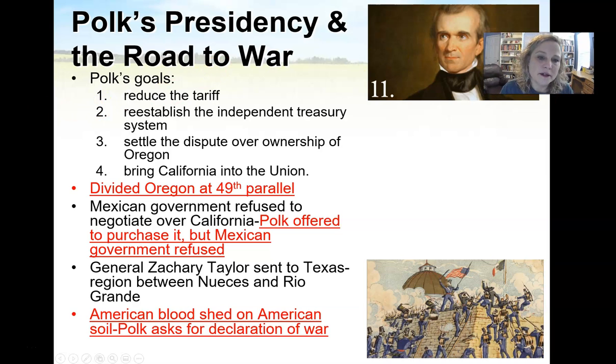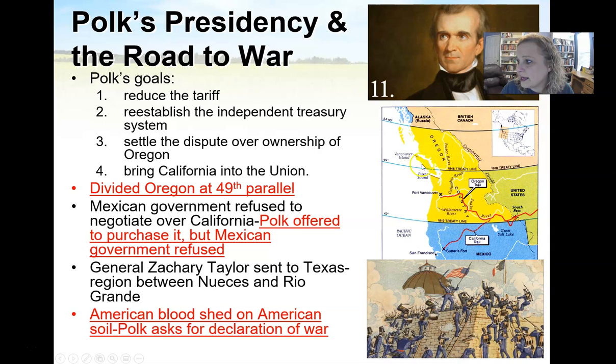So Polk, during his presidency, wants to reduce the tariff. He thinks that hurts the Southerners. He also wants to settle the dispute over the territory. Instead of 54-40 or fight, like what he campaigned on, he actually settles on the 49th parallel. Take a look at that. Here's 54-40, what he said he'd fight for. This is the 49th parallel. So he settled for the 49th parallel.